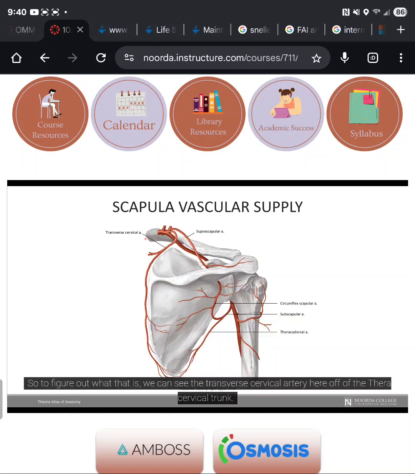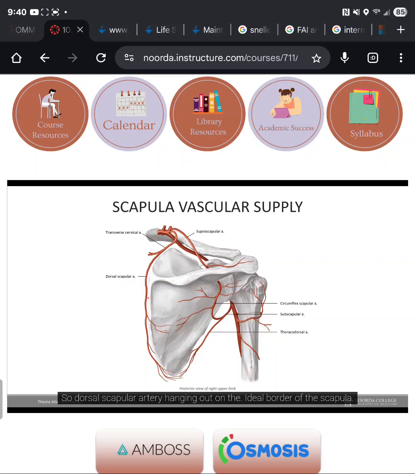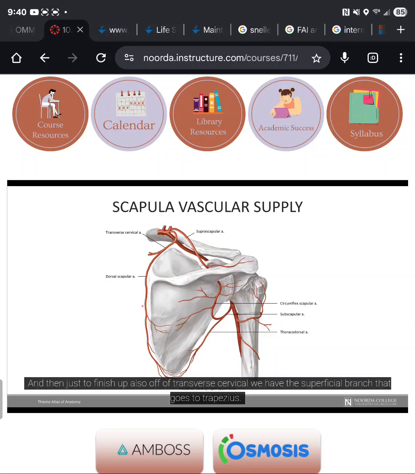So to figure out what that is, we can see the transverse cervical artery here off of the thyrocervical trunk. And then we know one of the branches of the transverse cervical artery is the dorsal scapular artery right here. So dorsal scapular artery hanging out on the medial border of the scapula. The dorsal scapular nerve would also be right here. And then just to finish up, also off of transverse cervical, we have the superficial branch that goes to trapezius.